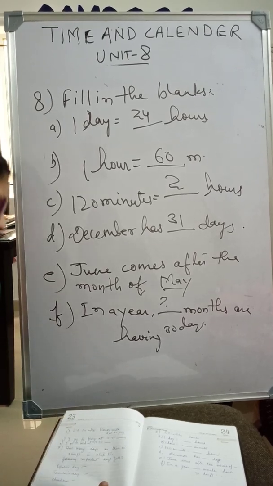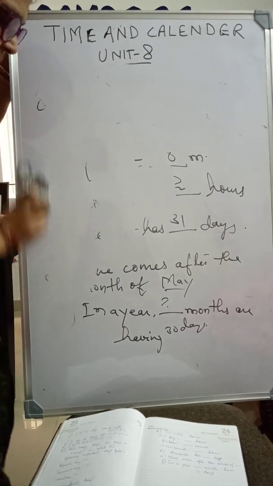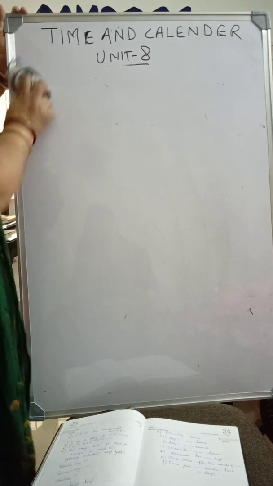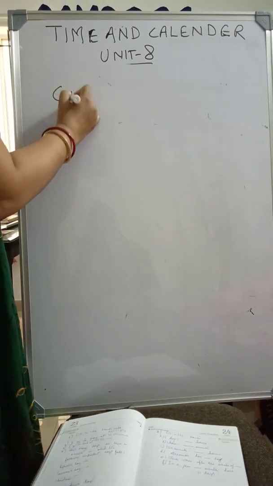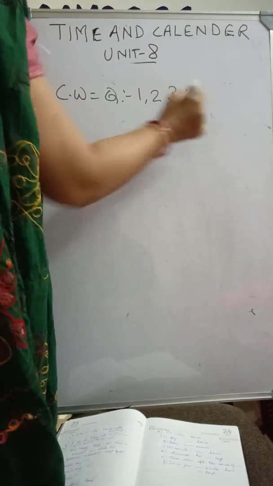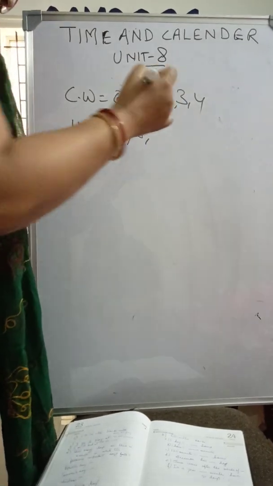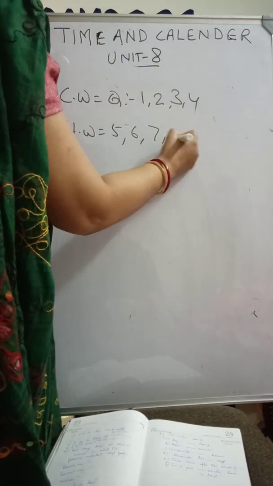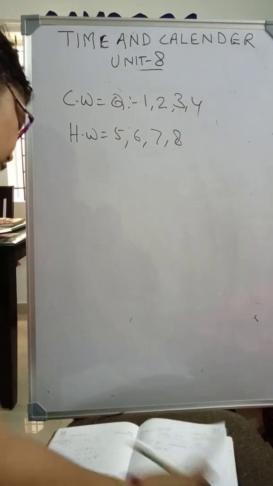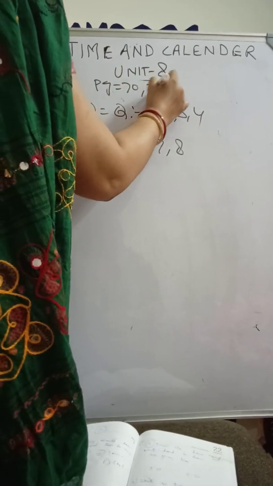So your today's assignment is, you have to do question number 1, 2, 3, 4 as classwork, and homework is 5, 6, 7 and 8. So children, you have to do it, and it is on page number 70 and 71.